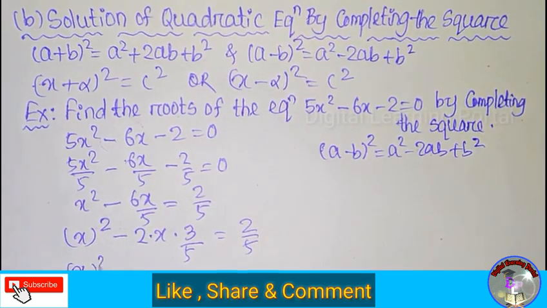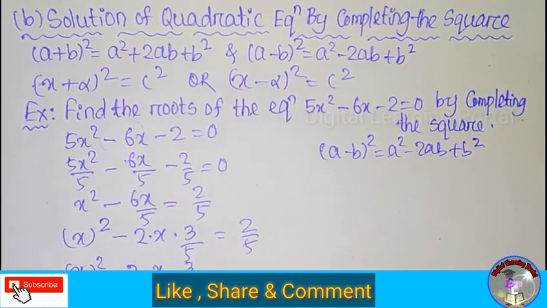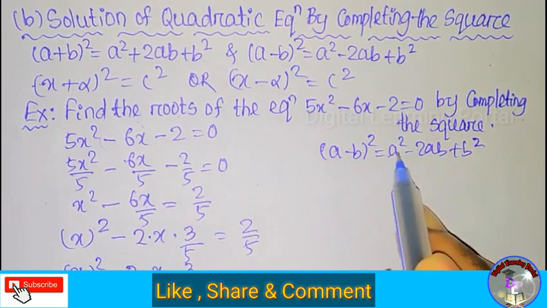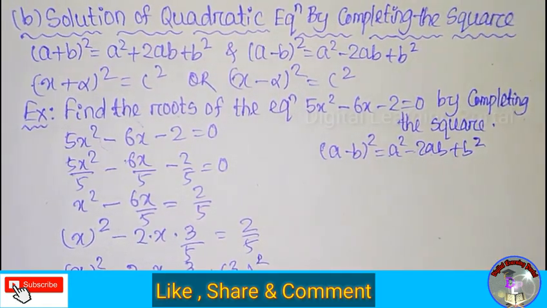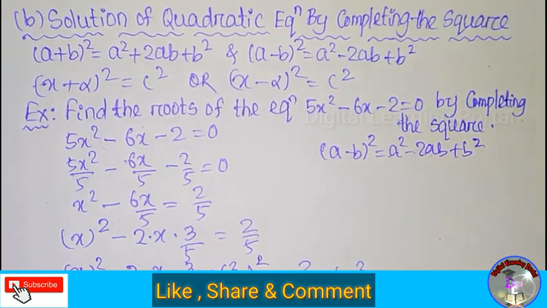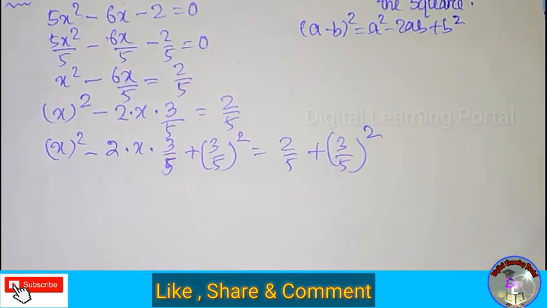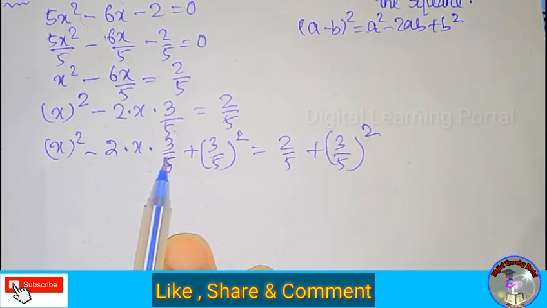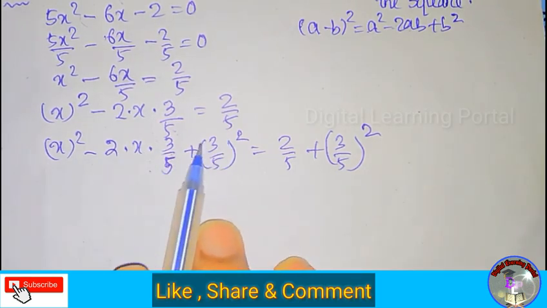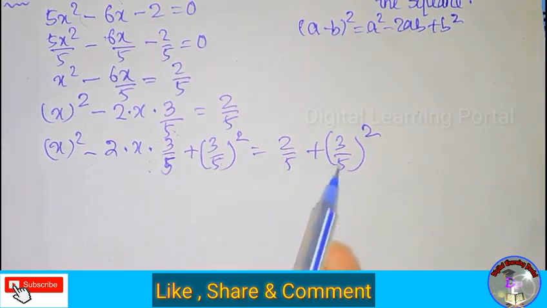So we can write x² - 2·x·(3/5) = 2/5. Here this is the value of b, and in a² - 2ab + b², we can write (3/5)². Again I repeat, here we take 3/5 as the value of b, so we add the square of b, (3/5)², on both sides.